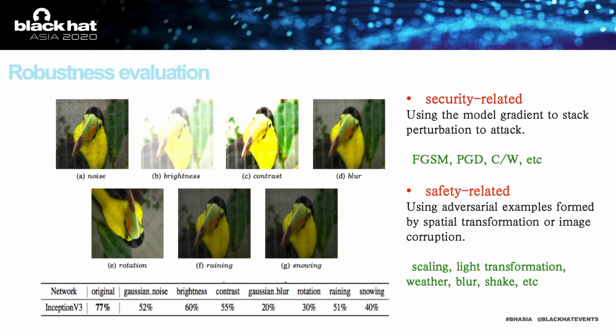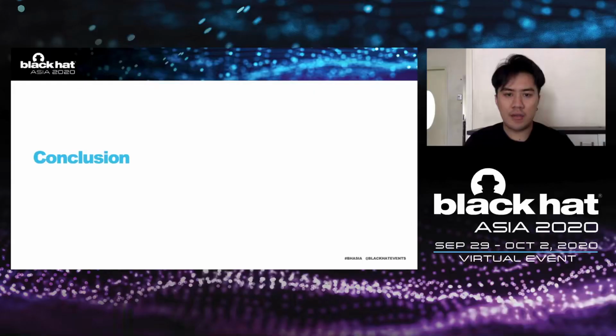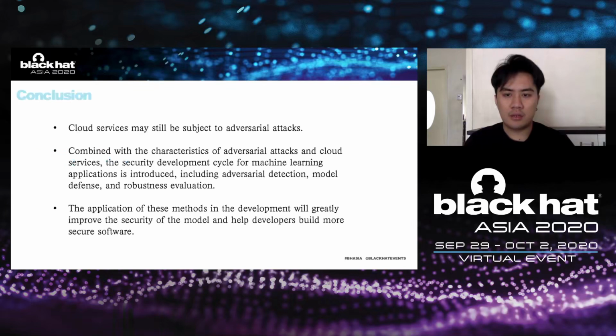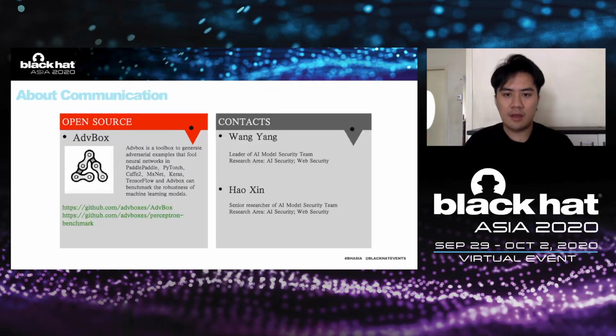Cloud services may still be subject to adversarial attacks. Combining the characteristics of adversarial attacks and cloud services, the security development cycle for machine learning applications is introduced, including adversarial detection, model defense, and robustness evaluation. The application of this method in development will greatly improve the security of the model and help developers build more secure software. This is the end of my speech.